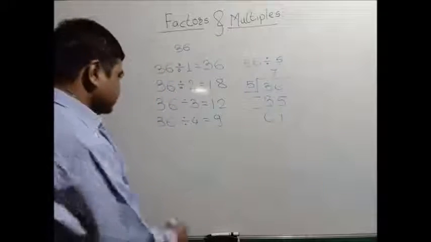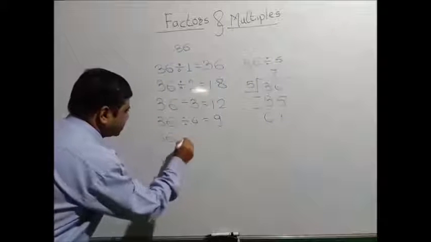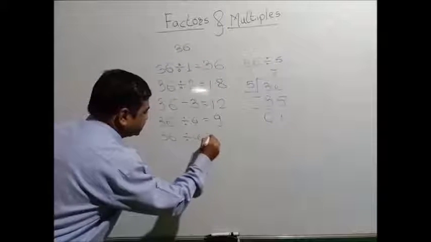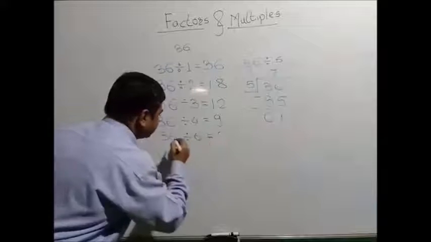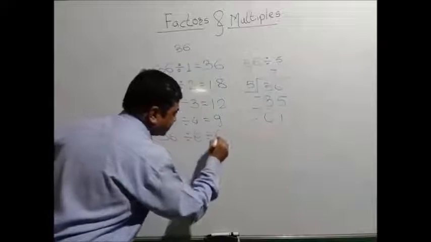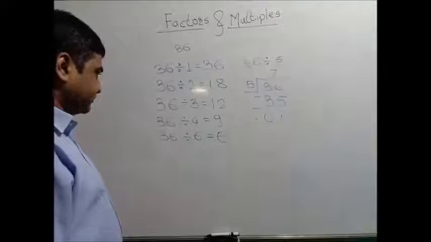Okay, let's go for 6. I know that 36 can be divided by 6, and 6 6s are 36. So when I divide 36 by 6, I will land at an answer of 6.